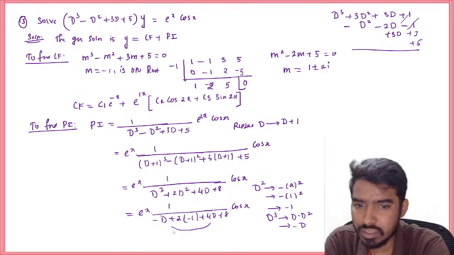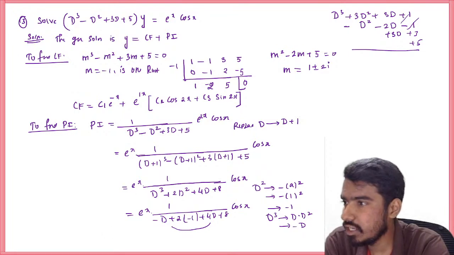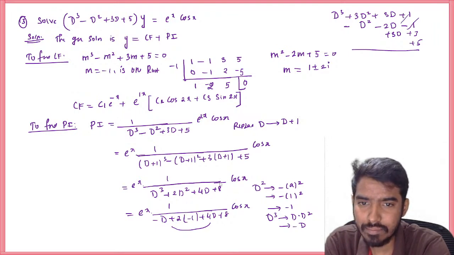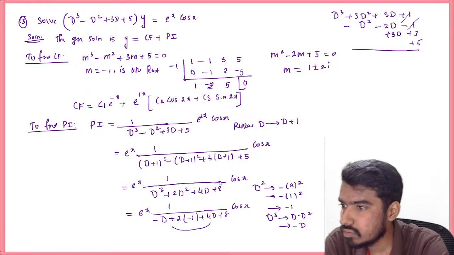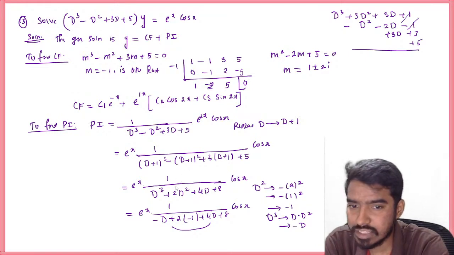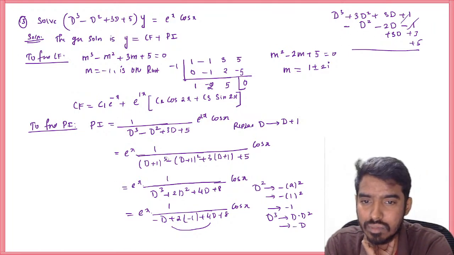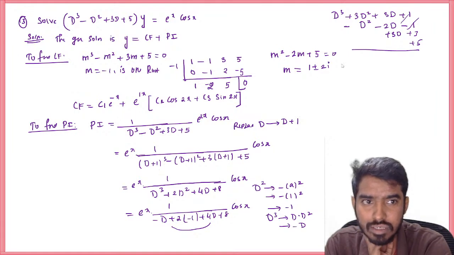While replacing d square, they have written this term as d cube minus d square plus 4d plus 7. That is not possible, right? They have written minus d square here. How is minus d square possible? A cube plus 3a square b plus 3ab square, so we have 3d plus b cube. And here we have a square, which is d square. So if we subtract, we will have 2d square only, right?